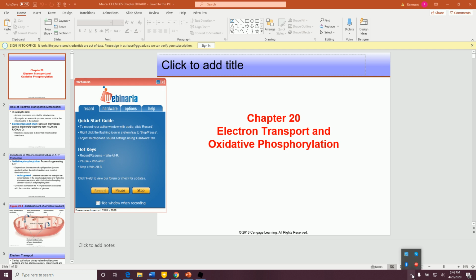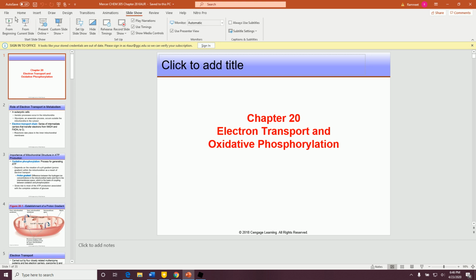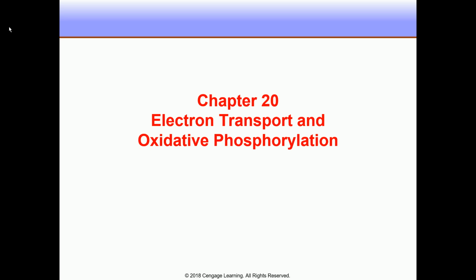Let's start discussing chapter number 20. In this chapter, we are going to discuss how the high energy electrons which are there in the food go through different proteins which are present in the inner membrane of mitochondria, and they flow towards the oxygen.